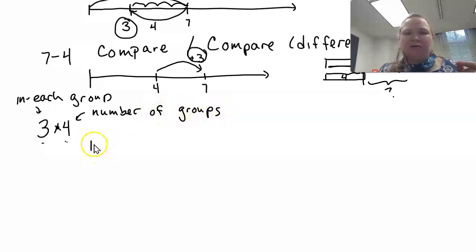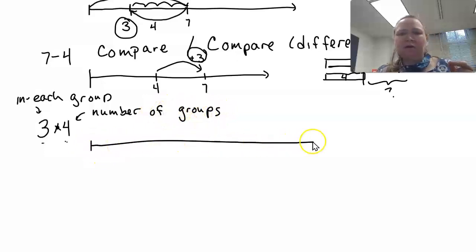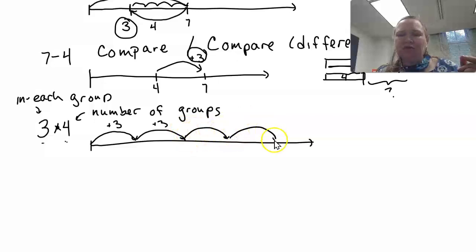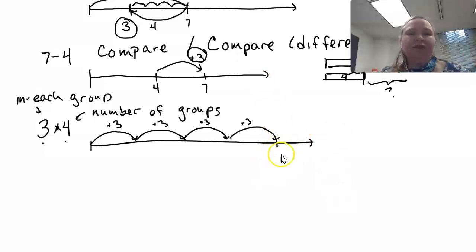All right, so here I'm going to say that I have 3 in each group. So every time I jump, I'm going to jump by 3. And I have 4 groups. And so I have 4 jumps. Each jump has 3 in them. So this is a repeated addition way of thinking about multiplication. Repeated groups.